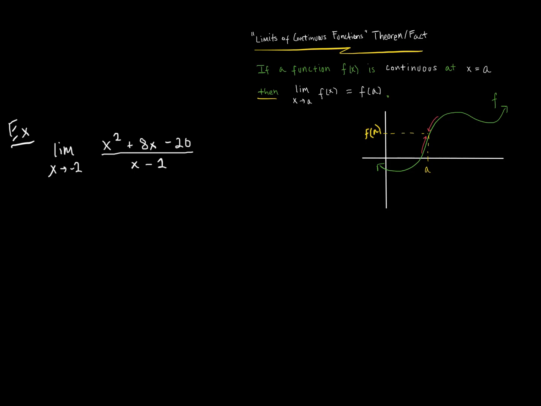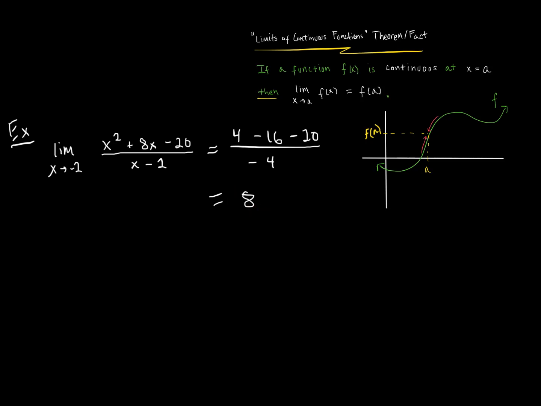And so to do that, we'll just plug it in, and we have -2 squared, which is 4. 8 times -2 is -16 minus 20, divided by -2 minus 2, which is -4. And if we add up the numerator, we get -32, and -32 divided by -4 is going to be a +8. So the limit as x approaches -2, the two-sided limit is in fact 8.